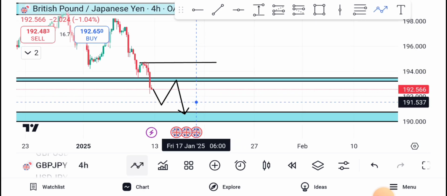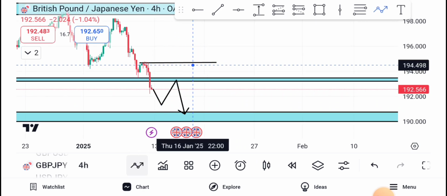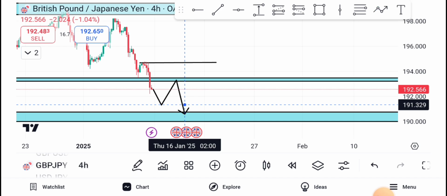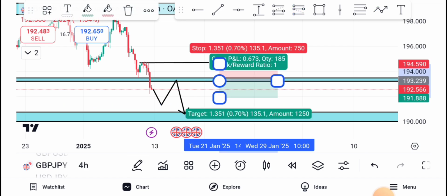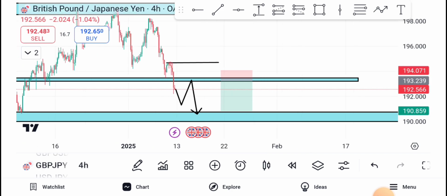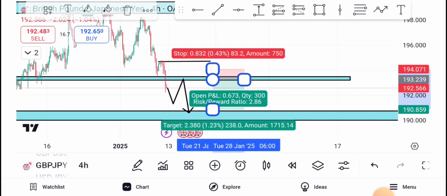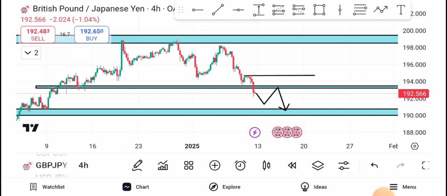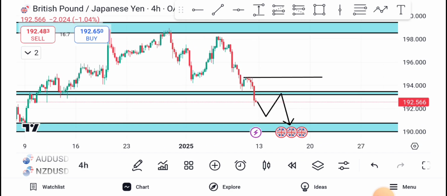But as long as price is underneath this resistance and then this resistance, I'm still on the sell side. Okay. So this is how to draw your key levels. Let's move on to another pair.